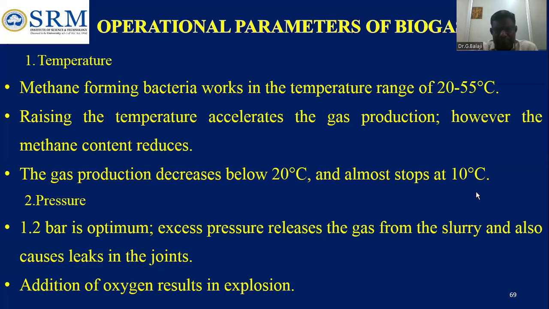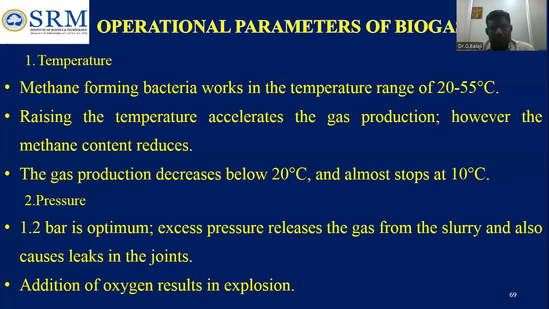Next, pressure. 1 bar to 1.2 bar is optimum. Excess pressure releases the gas from the slurry and also causes leaks in the joints. What is atmospheric pressure? Atmospheric pressure is 1 bar. So here it is 1.2 bar, slightly above.